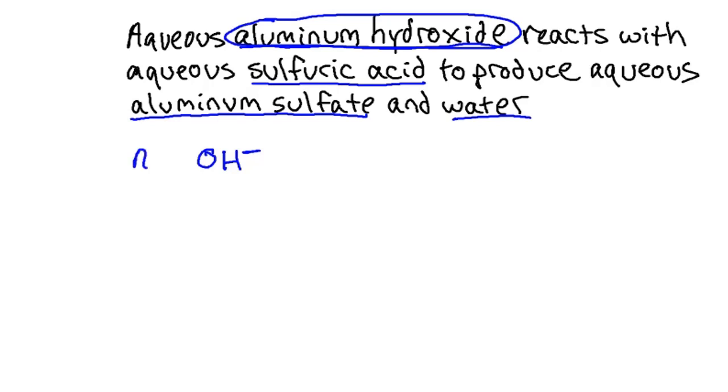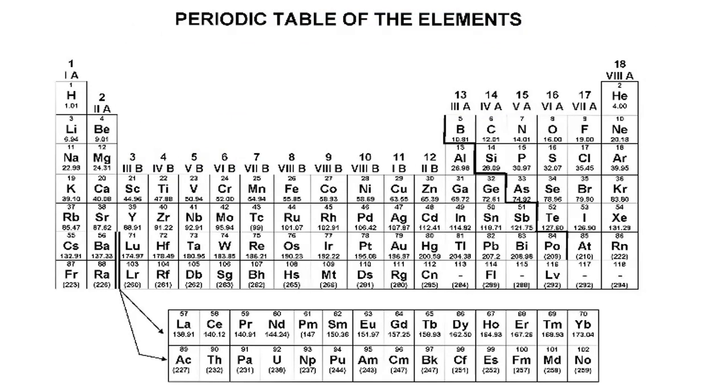And then there's aluminum. Now, if hydroxide is OH negative, let's look up at the periodic table and find out what kind of ion aluminum is. Let's look up here. So aluminum is going to be right here.